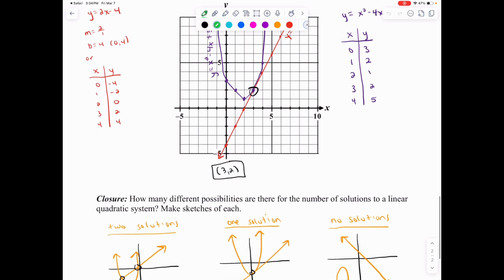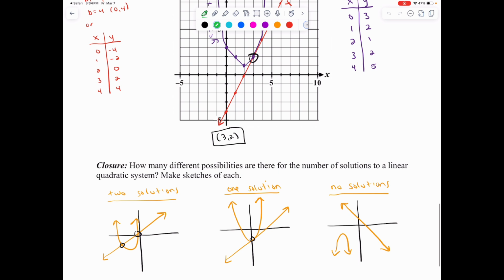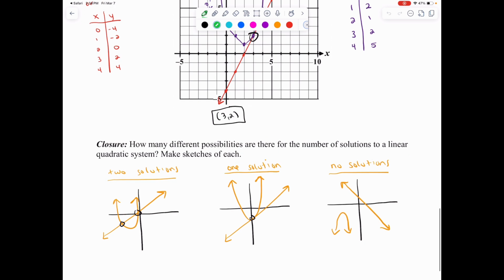And then as far as how many different possibilities are there for the number of solutions to a linear quadratic system, you're going to make sketches of each. So you can have 2 solutions where it crosses twice, 1 solution like you just saw with the tangent example or practice problem that you did. And then of course you could have no solutions where they don't run into each other at all. So make sure you've corrected your work and definitely make sure you get down these 3 options for solutions because of course that could be asked of you at any time along with the other information we learned today. And that concludes our lesson on solving linear quadratic systems, day 1.